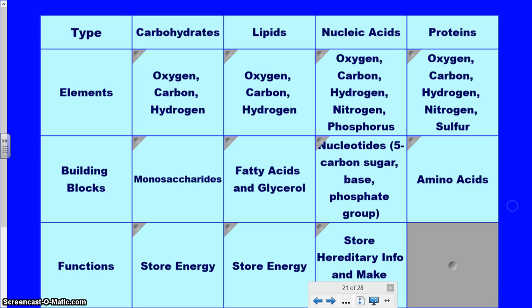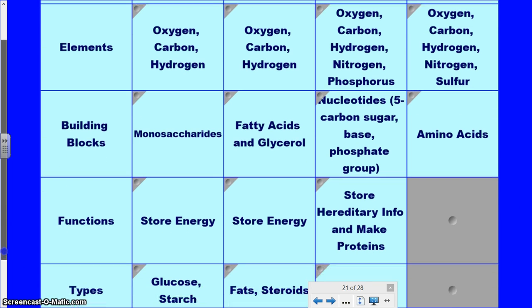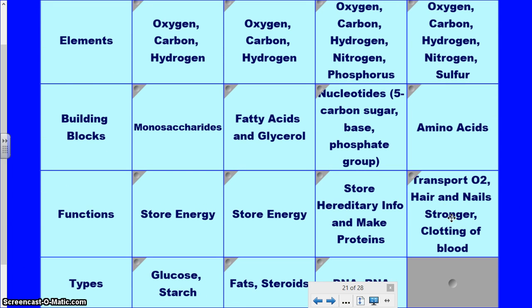Their functions are varied. They have a lot of different functions. They include transporting oxygen, okay, that would be your hemoglobin, and allowing your hair and nails to be stronger, that would be keratin. There's more keratin in your fingernails than in your skin, which is what makes your fingernails a lot tougher. In addition to making the stuff tougher, it also helps to waterproof it. It also assists with the clotting of blood.